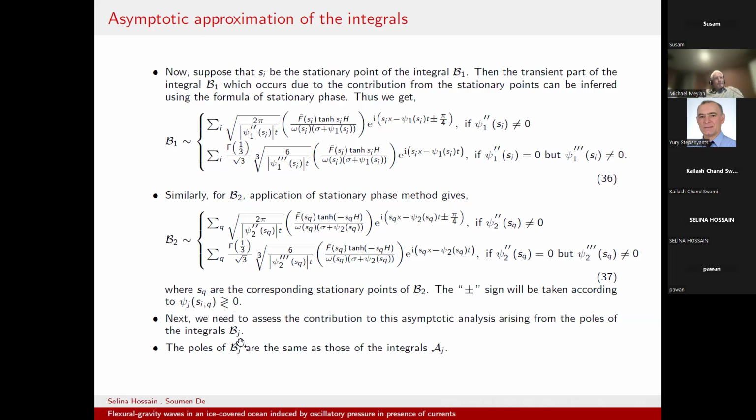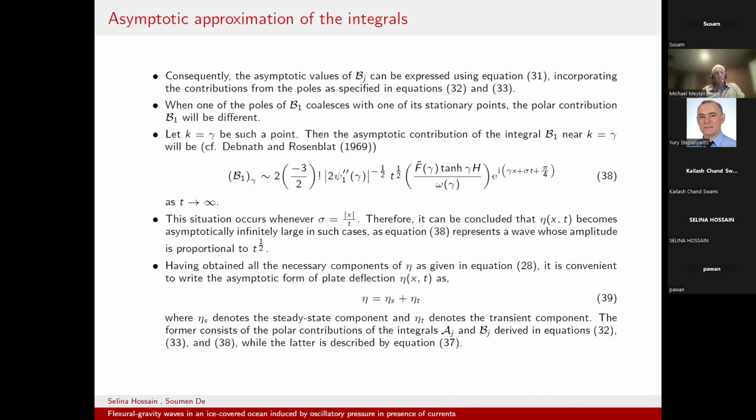Now we have to evaluate the contribution to the asymptotic analysis which arises from the poles of the integrals Bj. The poles of the integrals Bj are the same as those of the integrals Aj, and using the formula as mentioned before, we can evaluate the polar contribution of Bj. Now, if any one pole of B1 coincides with one of its stationary points, then the polar contribution will be different. Suppose k equal to gamma is such a point.